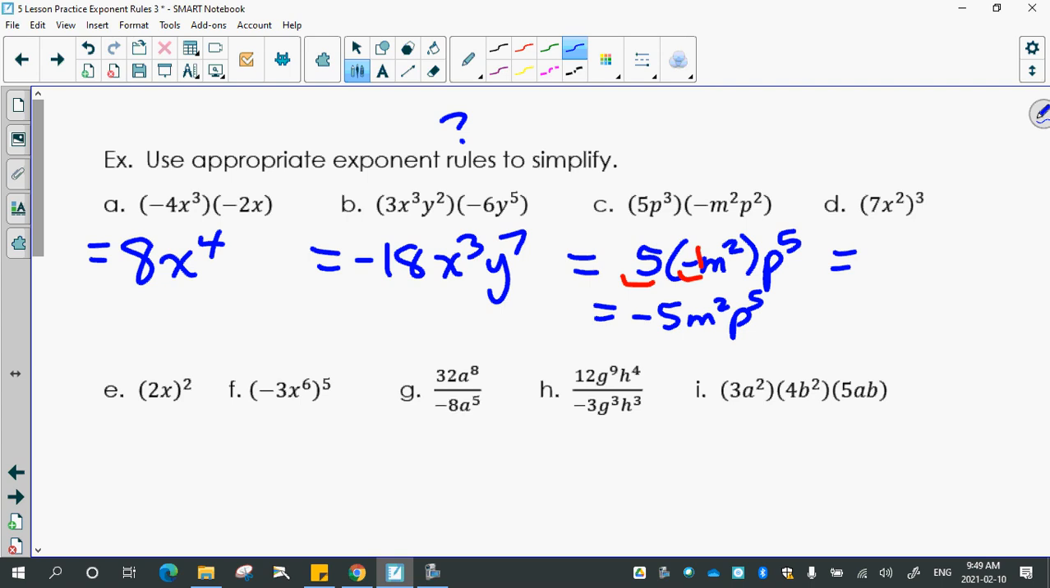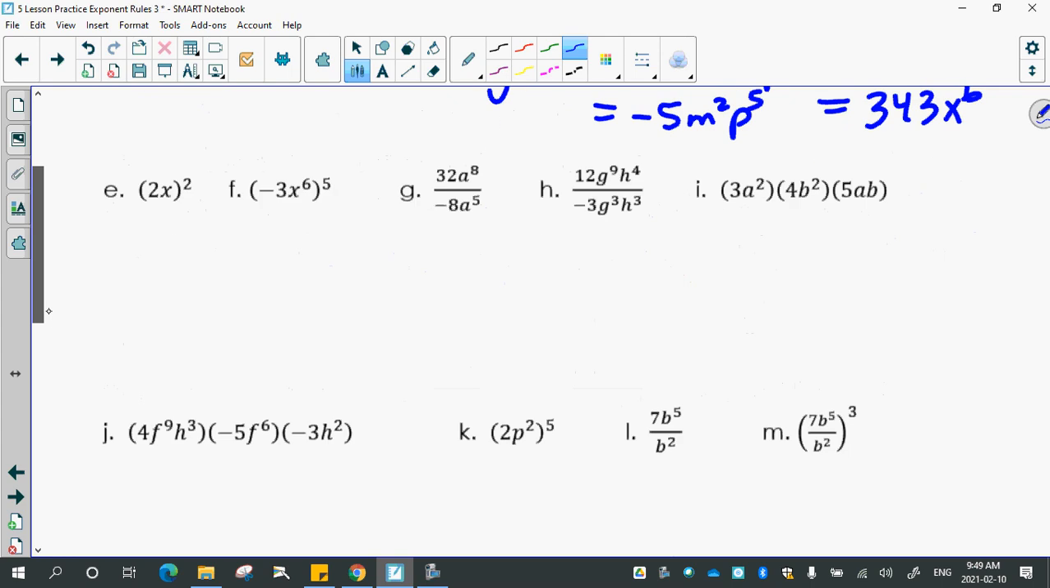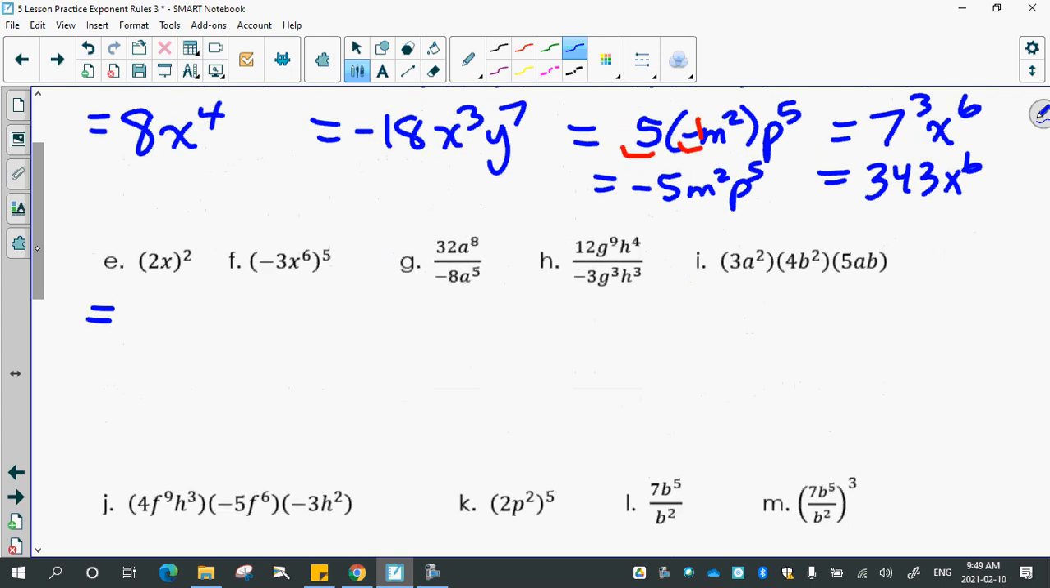Okay, so who thinks they've got D? 7 to the power 3 and x to the power 6. Yep. And then 343 with x to the power 6. Perfect. Okay, and who thinks they've got E? William. 2 to the power 2, x to the power 2. Yep. 4x to the power 2. Perfect. Who thinks they've got F? Yep. Logan? Sorry, Logan.